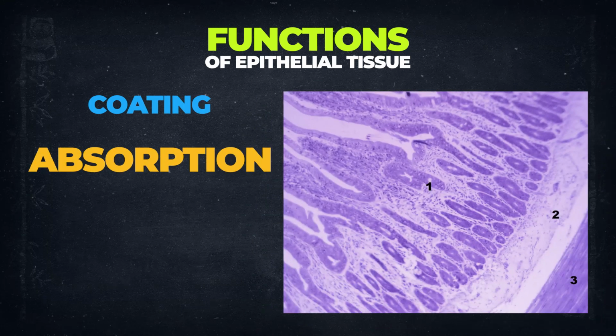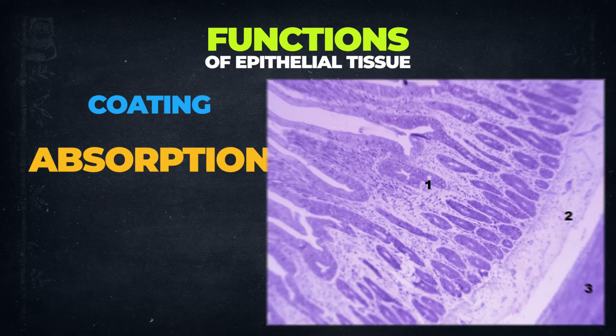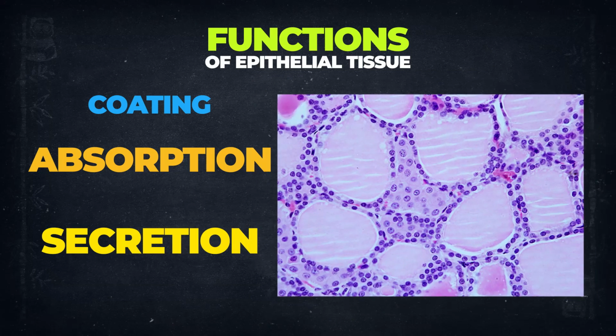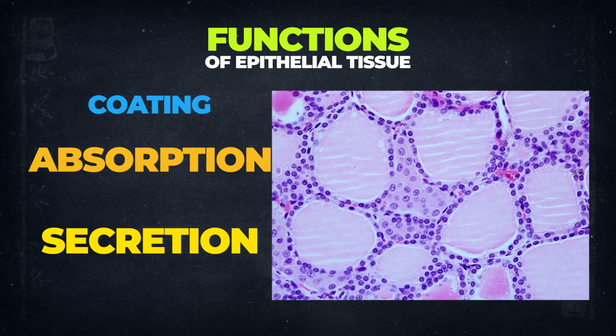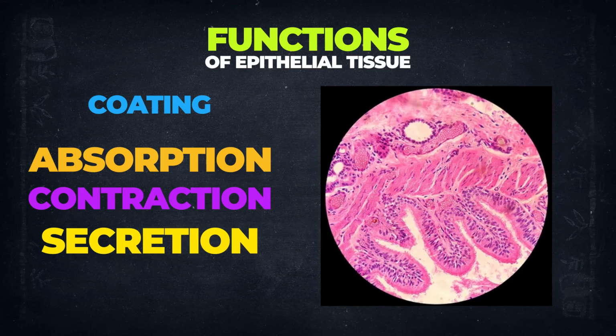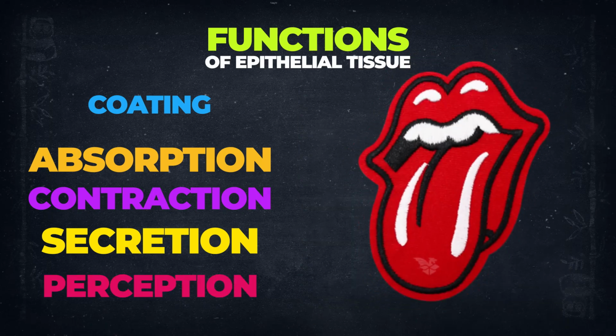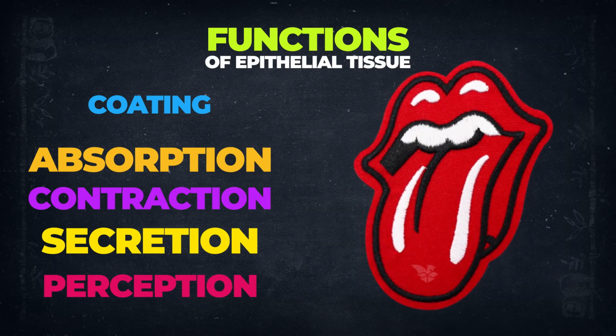The primary and essential functions of epithelial tissue are covering and protecting various body surfaces, such as the skin; the absorption of molecules, which happens in the small intestine with specialized cells; secretion, which is carried out by glandular epithelial tissue, which I'll discuss in greater detail in a moment; contraction, which is performed by epithelial tissue around glands; and the perception of stimuli, like through taste buds.